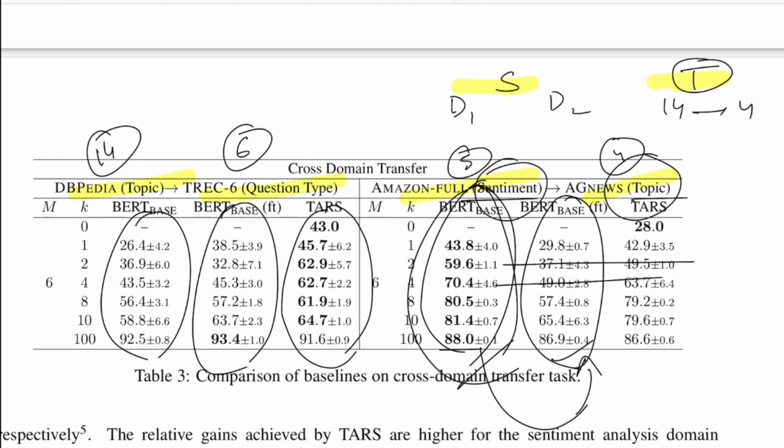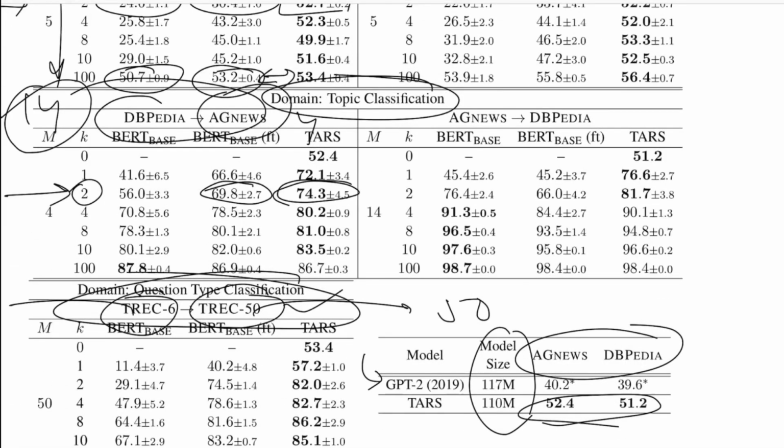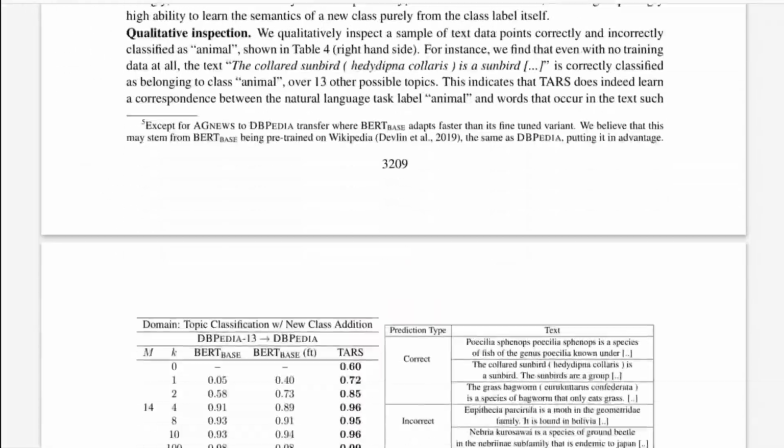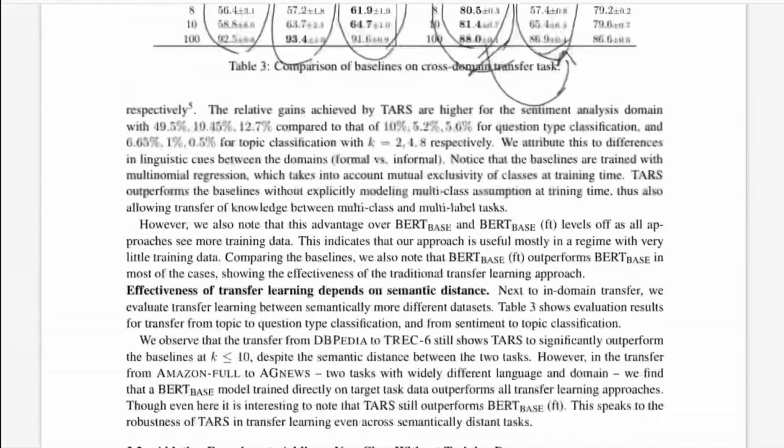But in general, as we saw in the previous table, scaling across the same task but with different datasets, TARS was able to outperform the other two methods for all these three datasets. So yeah, I think we are done with the paper now.